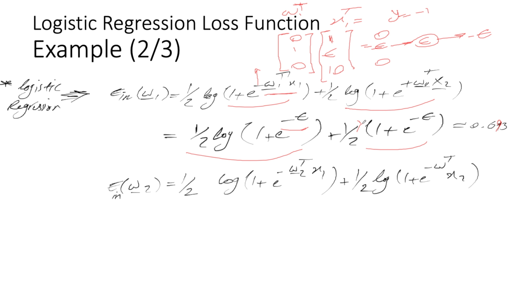Thanks for that. All right, and then for the W2 in-sample error, you're going to again compute this. So your W2 transpose would be, from the previous slide, 0, 0, 1, and you have to calculate both your x1 transpose and also the same thing with x2 transpose on both cases, right?